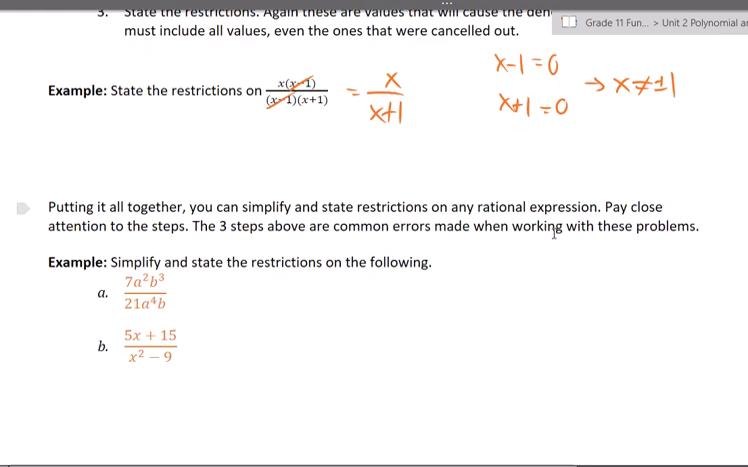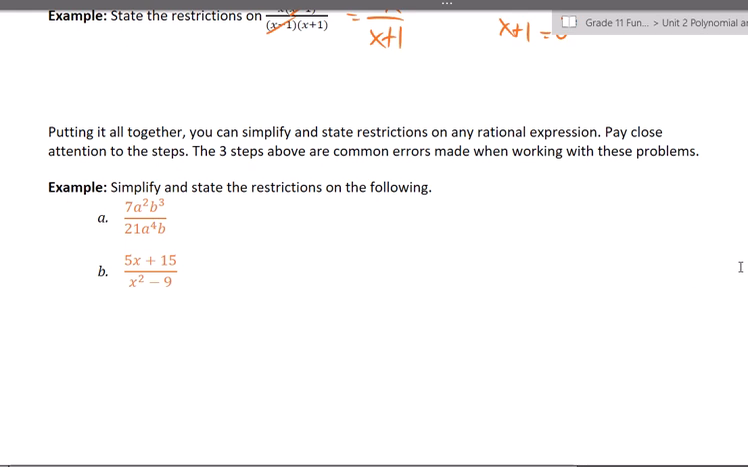So putting it all together, you could simplify and set restrictions on any rational expression. Pay close attention to the steps. The 3 steps above are common errors when working with these problems. So either you factor out incorrectly, you forget some of the restrictions, or there's some mistakes in the simplification step. So here we're going to simplify and state restrictions on the following. So these two examples here.